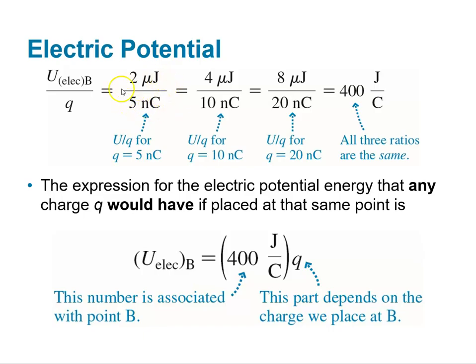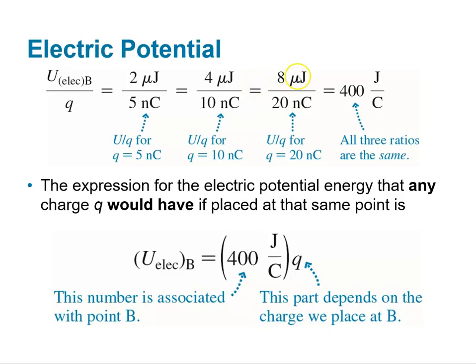But it doesn't matter what the charge is. The ratio between the amount of potential energy that it gets and the charge is the same. So this is looking at moving the charge to point B. For a 10 nanocoulomb charge, we said it took 4 microjoules of energy. And we said if we doubled that charge, it would take twice as much energy. If we cut that charge in half, then it would take half of the amount of energy.